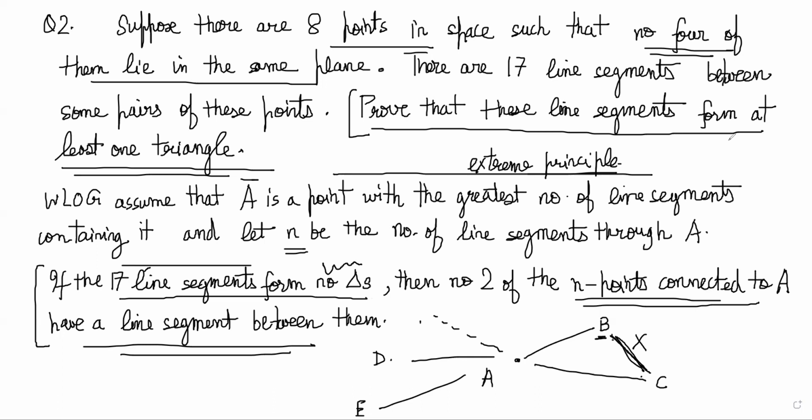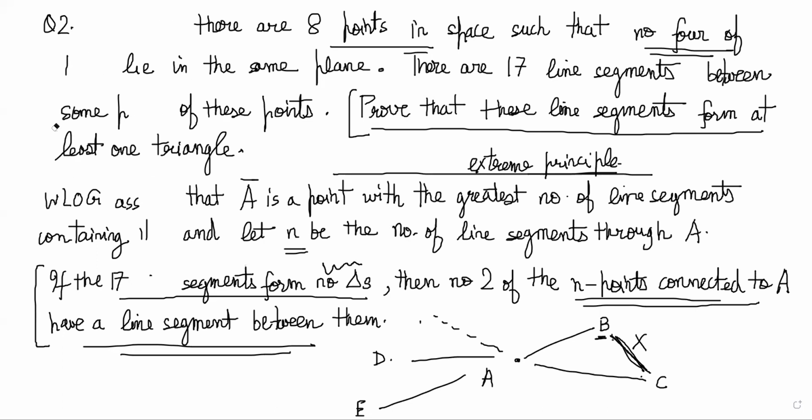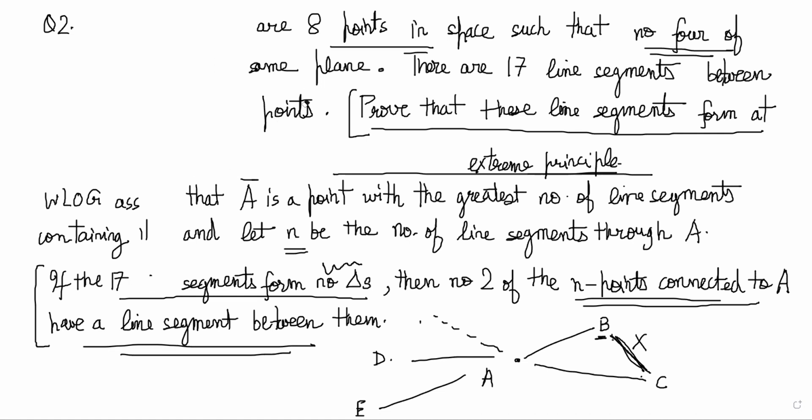And now we are saying that none of the points that are connected to A have a line segment between them, because then there will be a triangle, right? Okay. Now I'll just rub off some space here and we'll analyze further what happens.